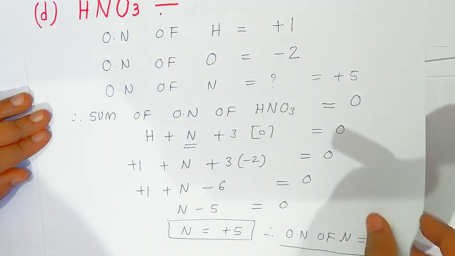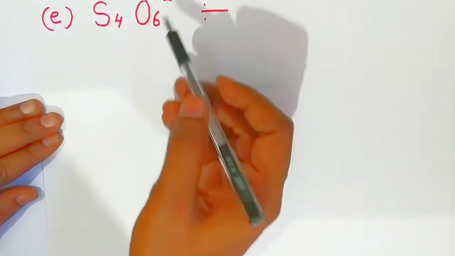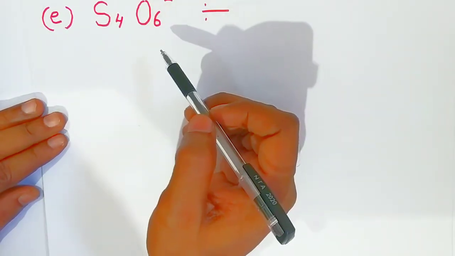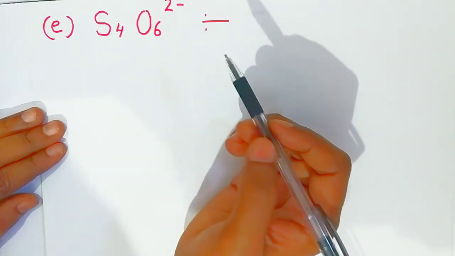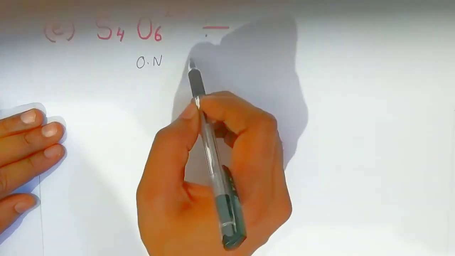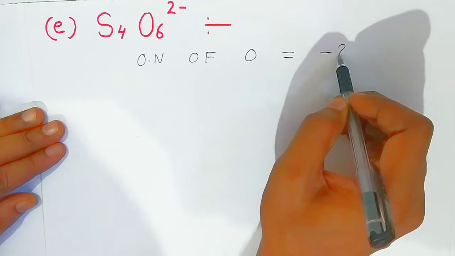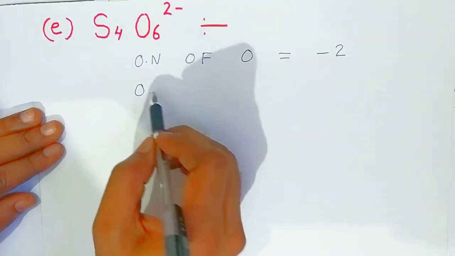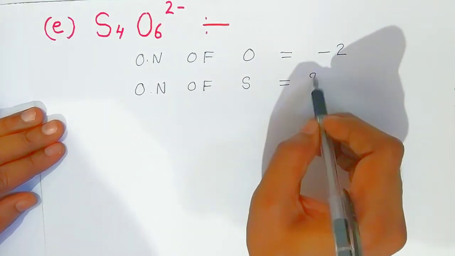Okay students, now we are going to see the ions. Now this is different, students. See here, it carries 2 minus charge. So how are you going to find the oxidation number of sulfur in this compound? First you know the oxidation number of oxygen. You know oxygen atom is -2, correct? We are going to find the oxidation number of sulfur in this compound. What will be the oxidation number of sulfur?